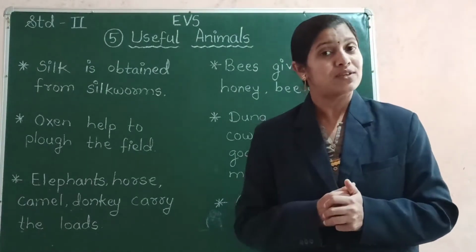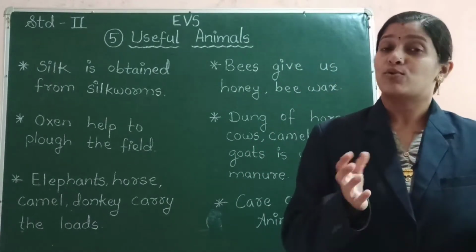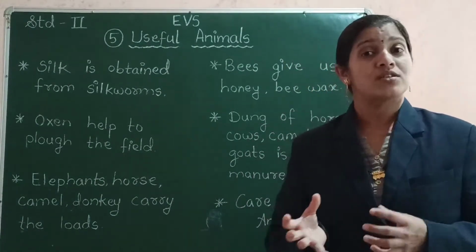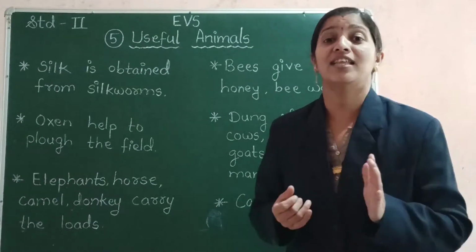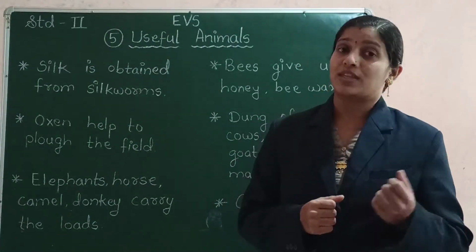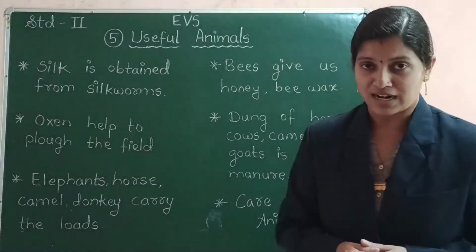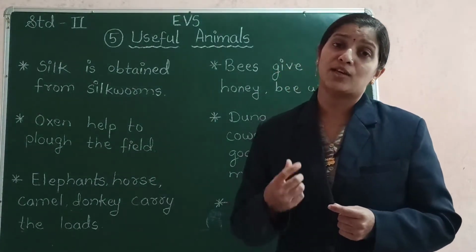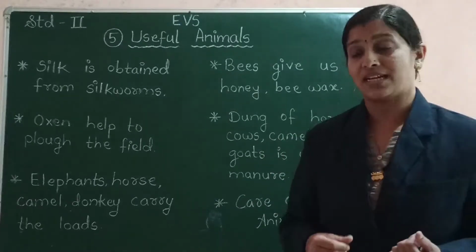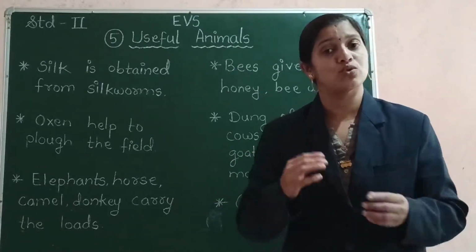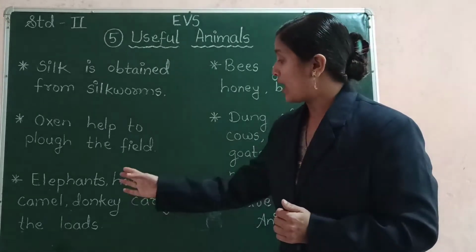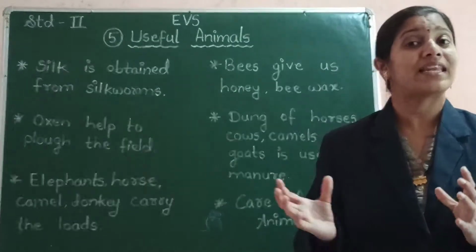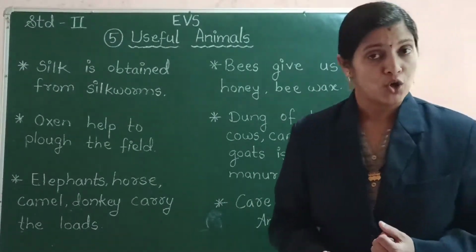All of you must have visited Rankala Lake. Outside the Rankala garden, you might have seen that there are horses standing in a line and they are ready to take people on their back and give them a ride. So horses and camels give rides to human beings. That is, they carry people from one place to the other place. Also elephants, donkeys, horses are used for carrying huge luggage or loads.